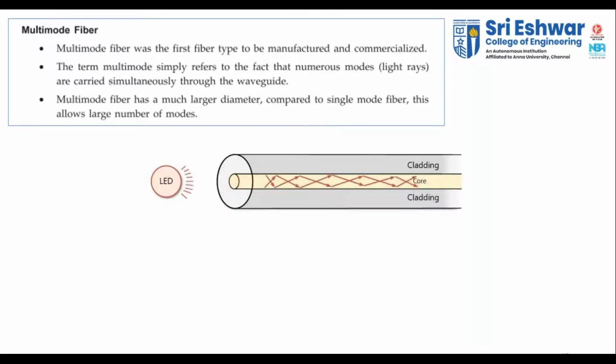Please see this one. Due to total internal reflection, the light rays do not enter into the cladding. They are reflected one by one and pass automatically. So here multiple rays are passing. So this is a multi-mode example.